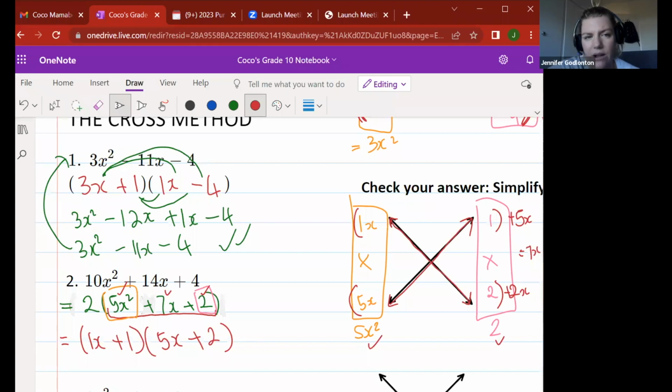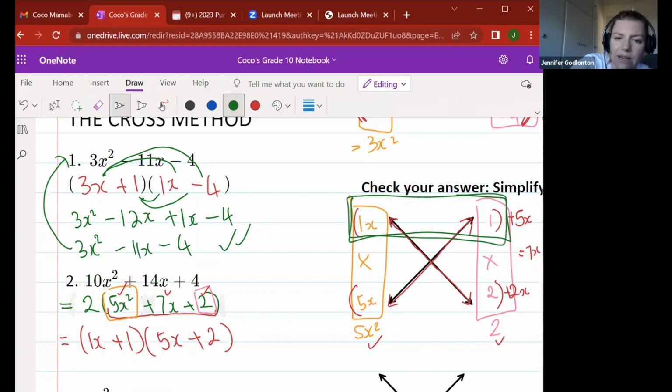Okay, Tiana, how can I help? Ma'am, what happens if you said 5x plus 1 and 1x plus 2? Is it wrong? It will be wrong because when we multiply it out, our numbers aren't going to land up giving us the 7x in the middle. Okay, thank you, ma'am. So whatever's happening in those top 2, they need to be in one bracket together, and whatever's happening in these 2 need to be in one bracket together.